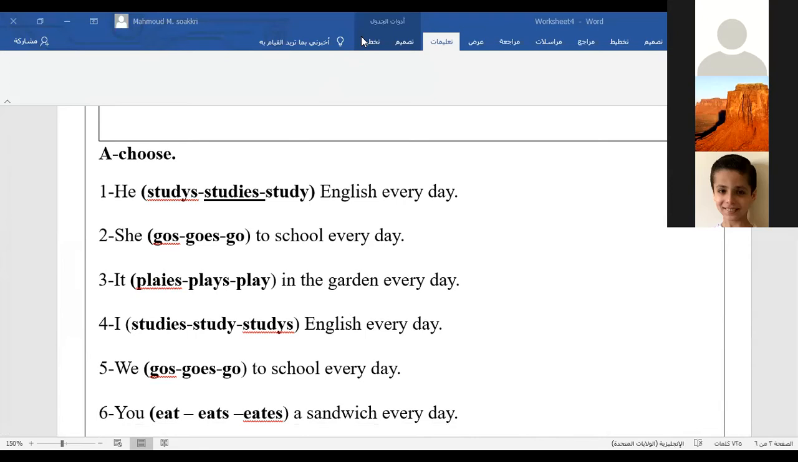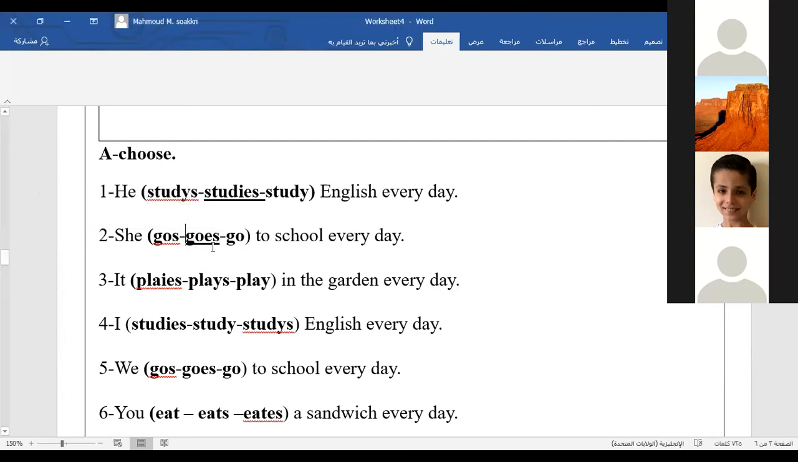Asr Muhammad, read number two, please. She go to school every day. One or two or three? This is one, this is two, this is three. Goes. Yes, goes. That's right. Here, students, as Asr said, the verb ends with O. And if the verb ends with O, we add ES with he, she, and it. Thank you, Asr.